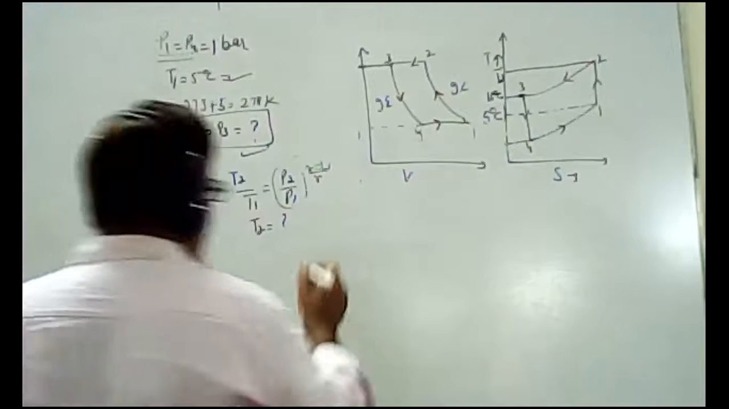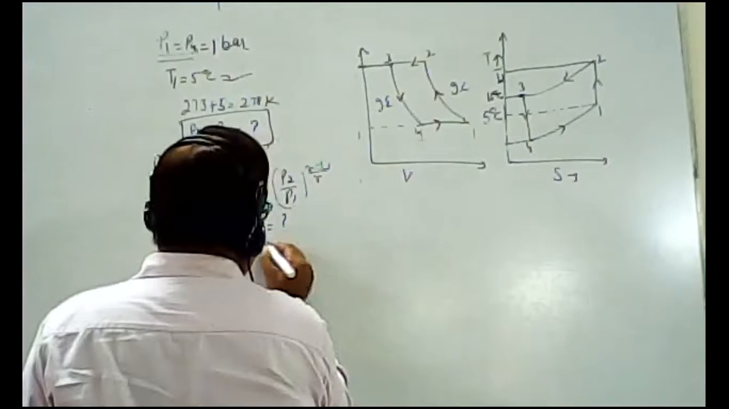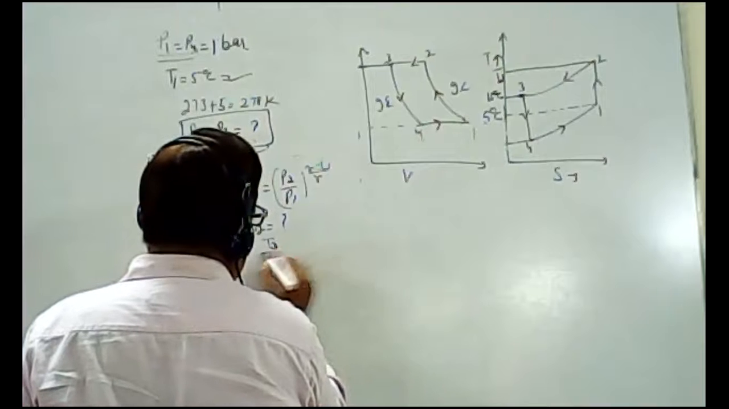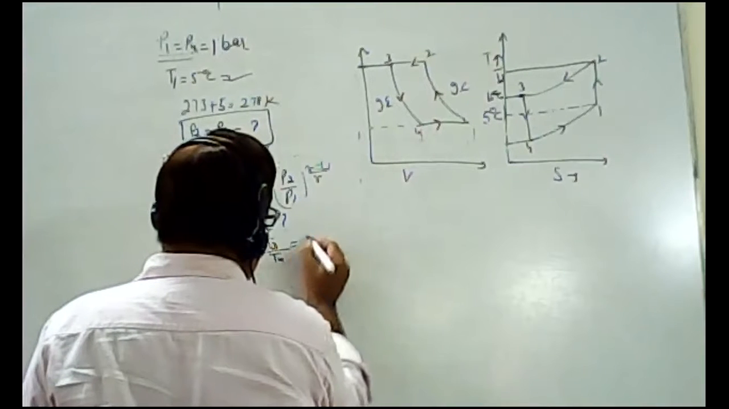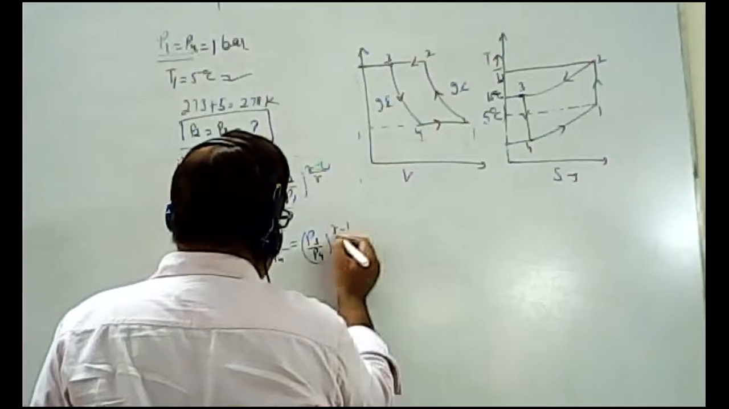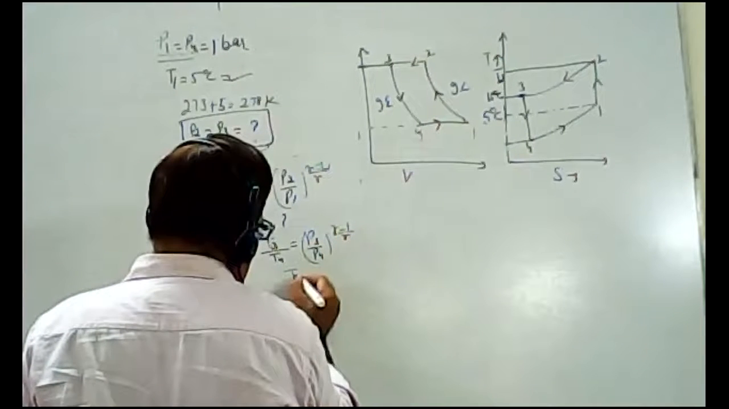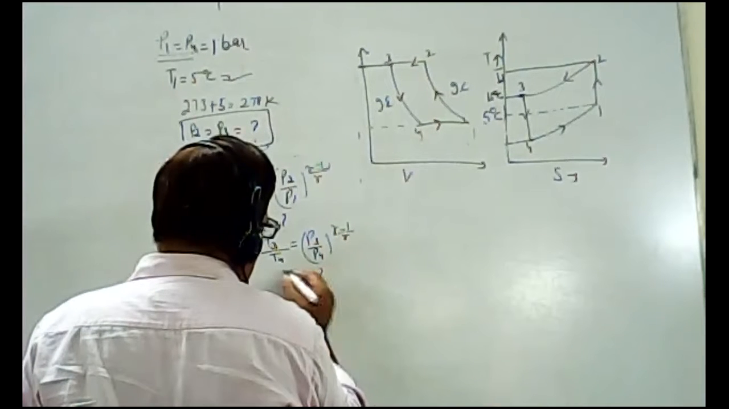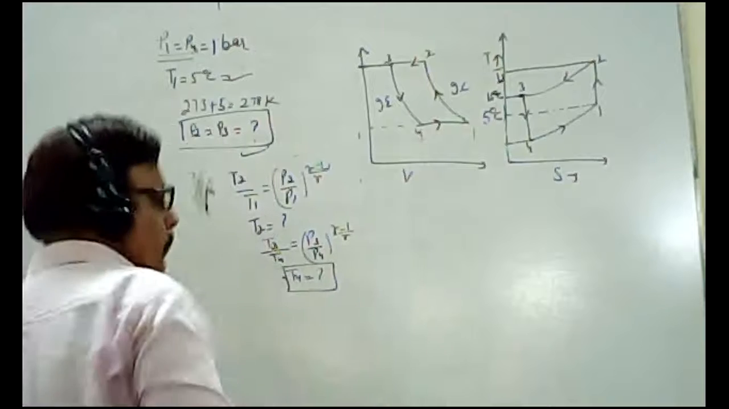Number 2, again, for isentropic expansion, T3 by T4 will be equal to P3 by P4 raised to the power gamma minus 1 divided by gamma. From this equation, you can calculate the value of T4.